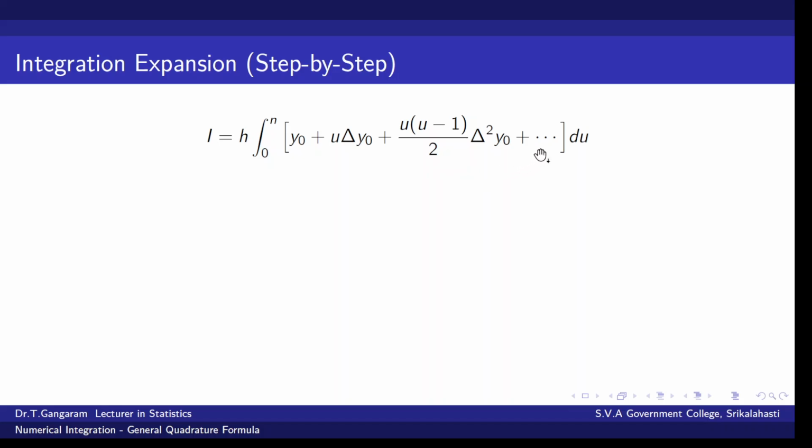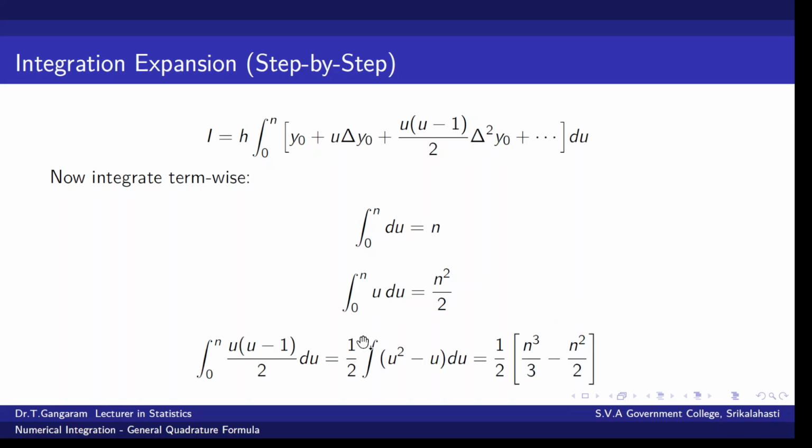Substitute the Newton forward formula here. Now integrate term wise. Here we have 1, integral 0 to n, 1 into du, it becomes n. Integral 0 to n, u into du is equal to n square by 2. Integral 0 to n, u into (u minus 1) by 2 du is equal to, by substituting n, we will get here n minus 0, this becomes n, n square by 2 minus 0.